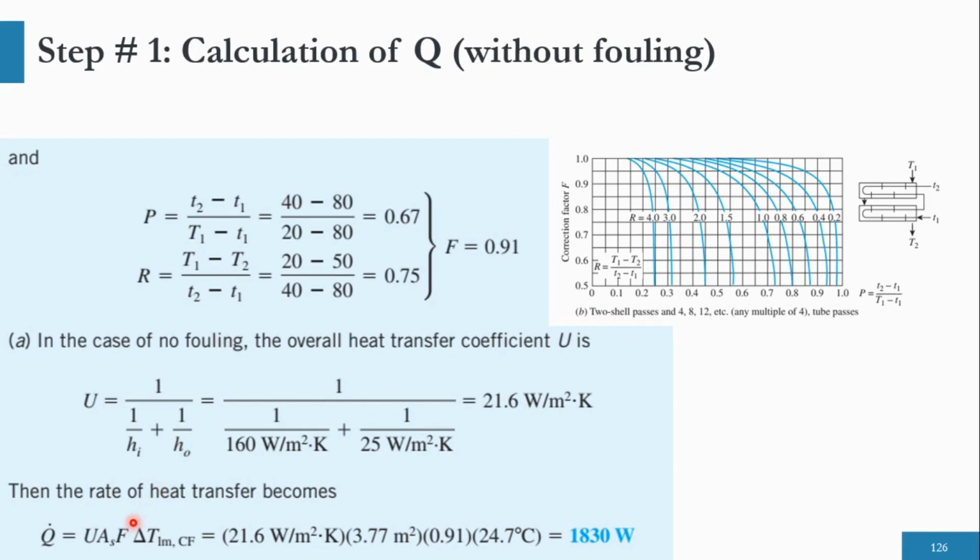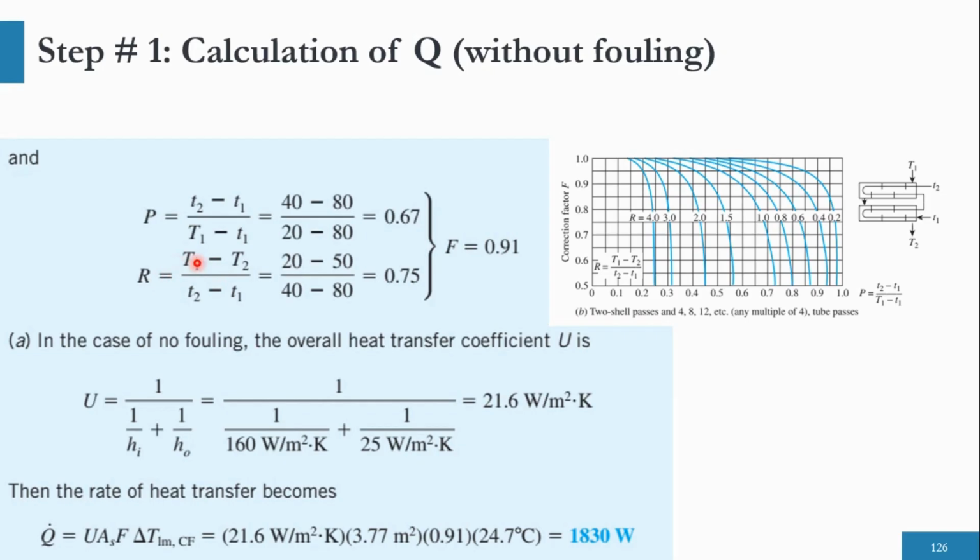To find out the value of this F, we have to go to the two equations, which are P and R. Now the P is small t2 minus small t1 divided by capital T1 minus small t1. Capital T1 is the cold stream inlet temperature, which is 20 degrees centigrade. Small t1 is the hot stream inlet temperature, which is 80 degrees centigrade. And the small t2 is the hot stream outlet temperature, which is 40. Accordingly, P comes out to be 0.67.